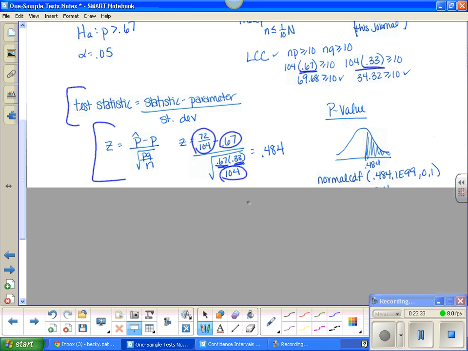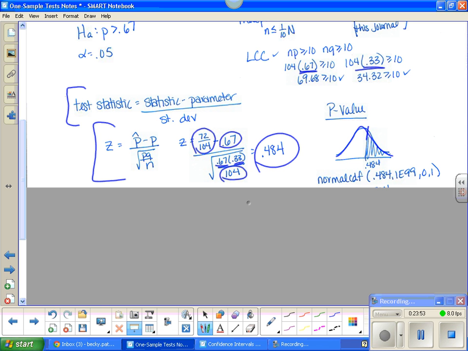sample size. Now when you type this in, be careful. Like I would subtract the top and hit enter, and then divide it by the square root of all that stuff. It gives me my test statistic. Now, what is his purpose? To find my P.